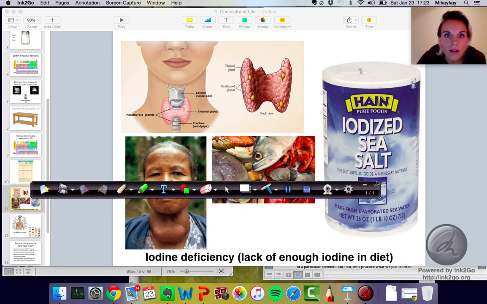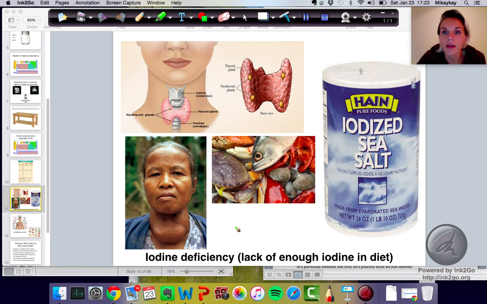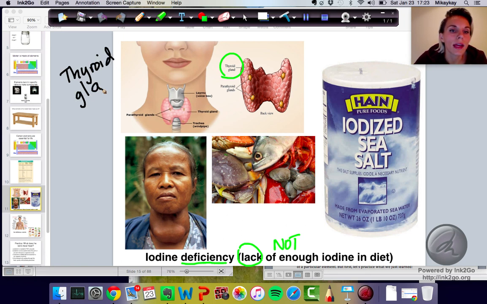Let me move this so it's not in the way. There we go. If they have a deficiency, that means they don't have enough. They lack it. So it's not enough iodine in their diet. Then it affects an organ that is called your thyroid gland. I don't know if you can read that, but let me write it out here so you can read it. Thyroid gland. And we'll learn more about this later.